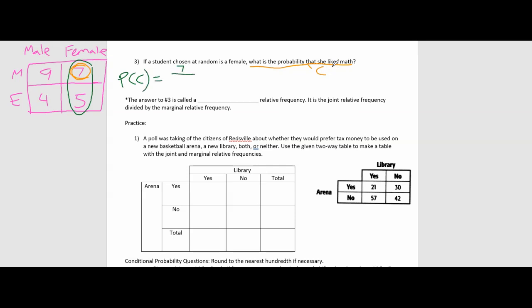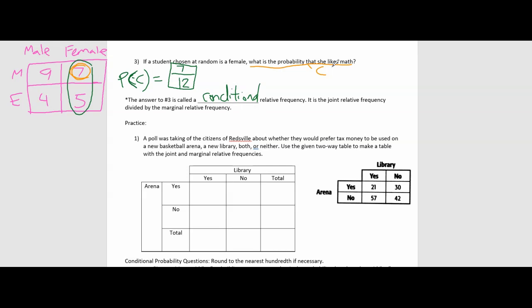Now, we're already assuming that they're female, right? So the total is not 25 anymore because we're not even looking at the males. We're just looking at the total amount of females. So total here would be 12. So our probability of event C would be 7 out of 12. This is called a conditional relative frequency. It is the joint relative frequency divided by the marginal relative frequency.